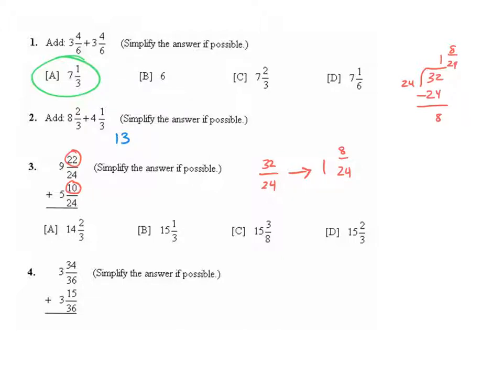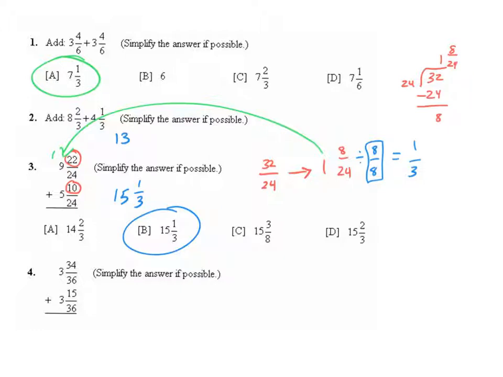This one whole is going to be carried up to the ones column, but the 8/24 needs to be simplified. 8 and 24 share a common factor of 8. 8 divided by 8 is 1. 24 divided by 8 is 3. And when we add the whole numbers, 9 plus 5 plus 1, that's 15 wholes, and that 1/3 that we simplified. So 15 and 1/3.